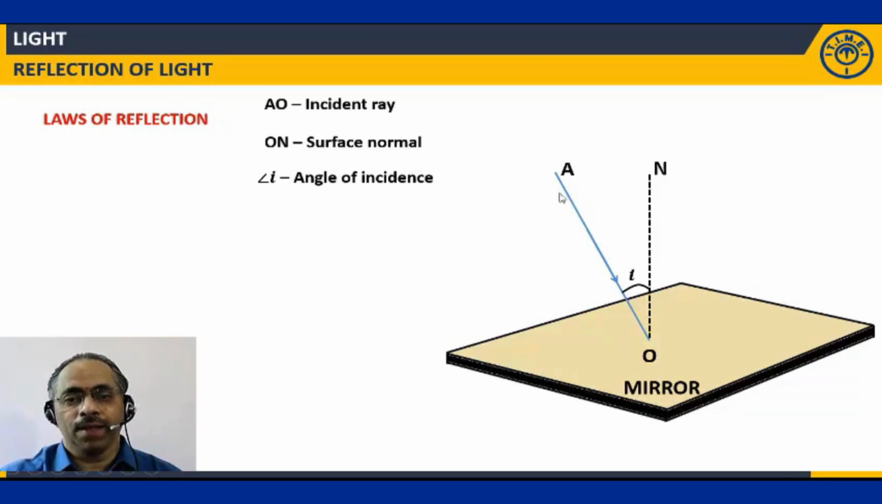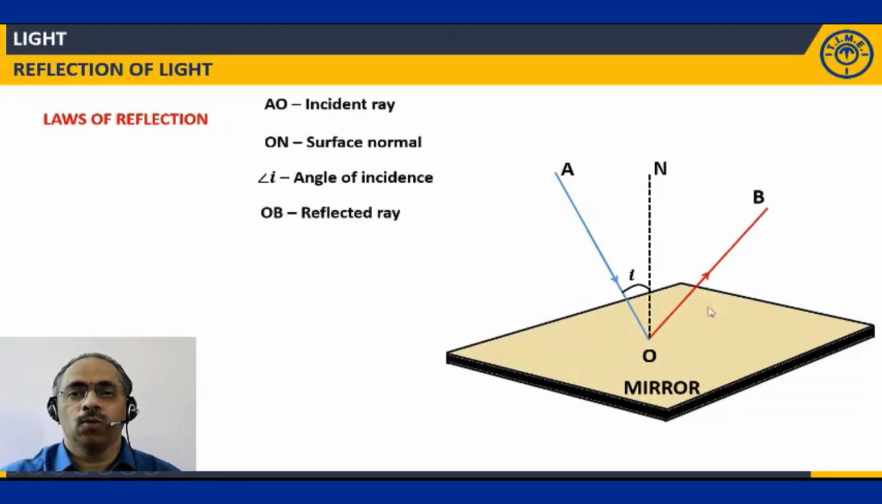So now what is happening? The incident ray is fine, but what will happen? It is bounced. So will it bounce in the direction O to A again? No, it will bounce along the path O to B. So O to B is the reflected ray. Now this is also making some angle with ON. Okay. So this angle between the ON and OB, that is the normal to the surface at the point of incidence and the reflected ray, is called the angle of reflection.